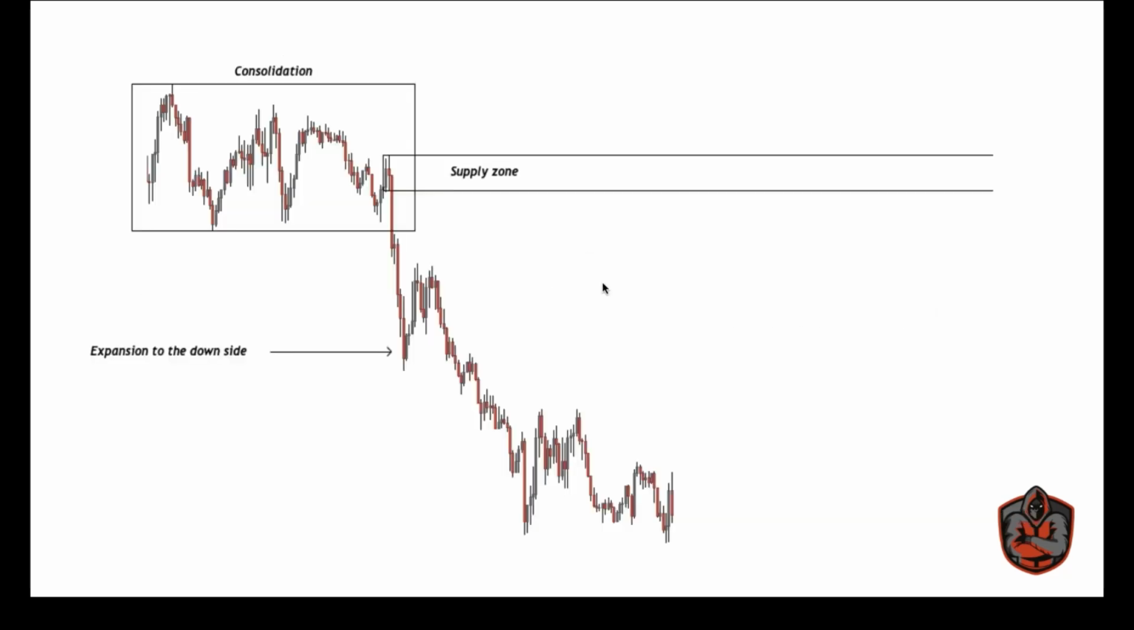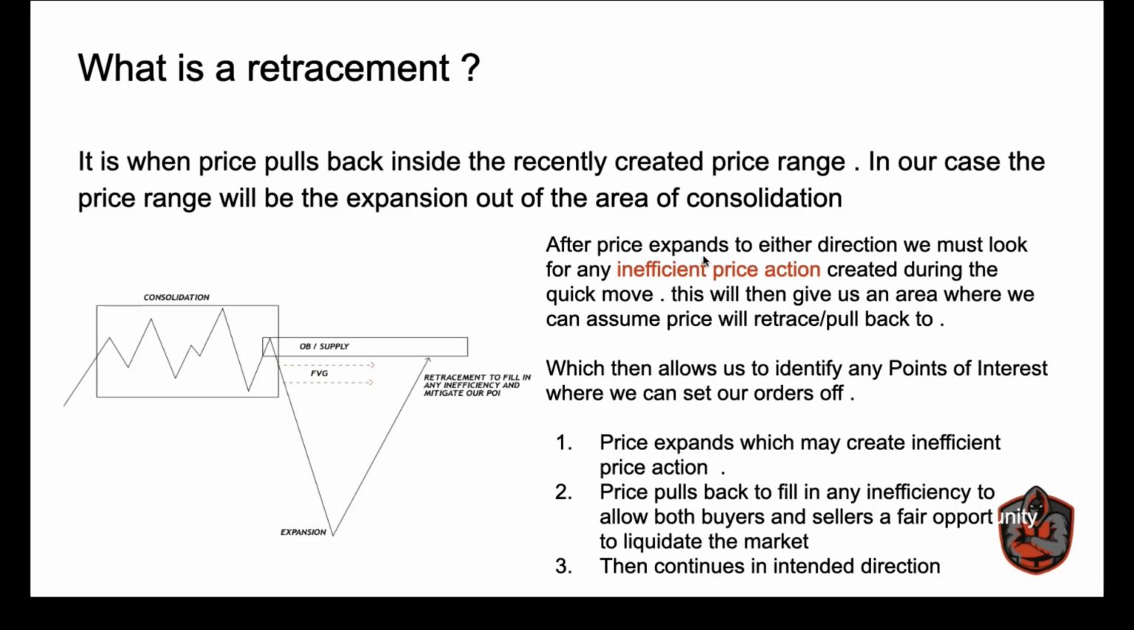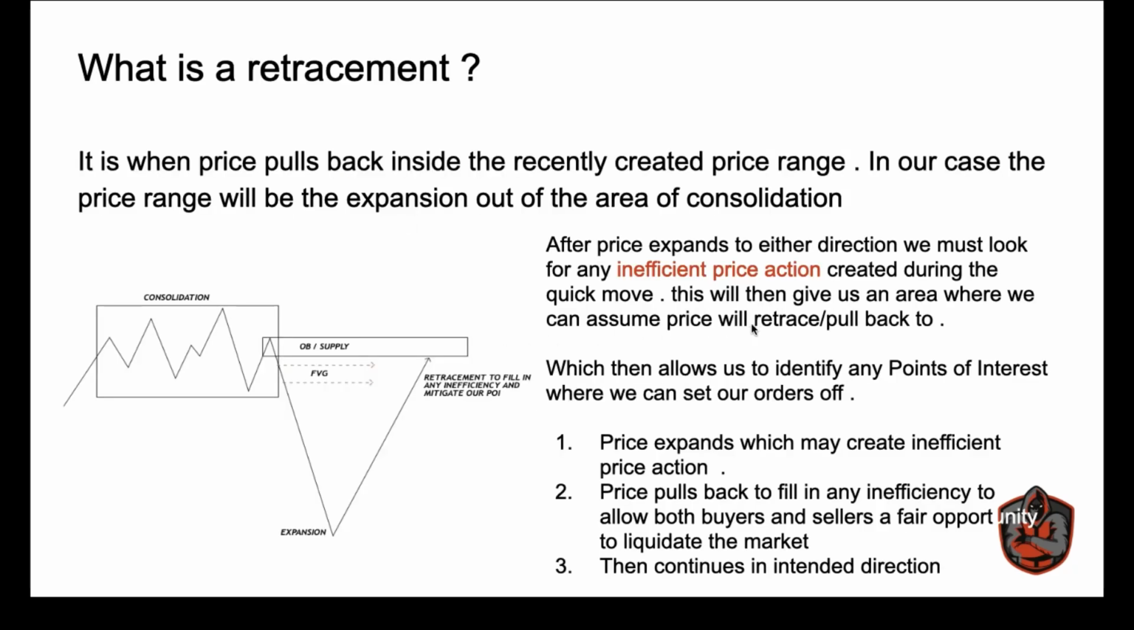Now again, if I go back to this example here, we have that consolidation and then we got that expansion. Now remember what it says in the slide. After price expands to either direction, we must look for any inefficient price action. We got that expansion. Once we identify that expansion, we start to look for inefficient price action, and we identify that right over here, this whole imbalance, right? Now once we identify that imbalance, we can assume price will retrace or pull back to that area.